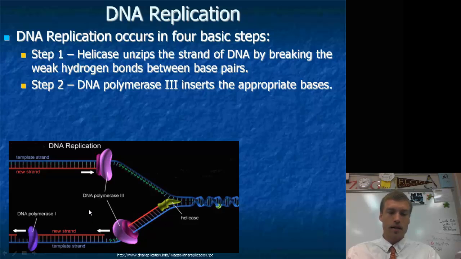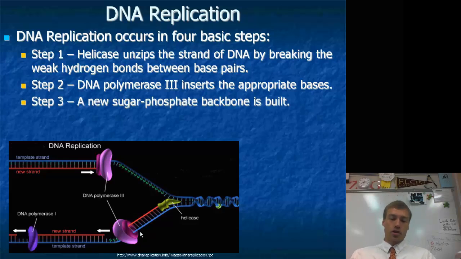So the leading strand can go continuously, but the lagging strand, because of the directionality here, can only go in this direction. And so it's only able to add on a short amount at a time as the helicase unzips it. So yes, DNA polymerase 3 adds stuff on.